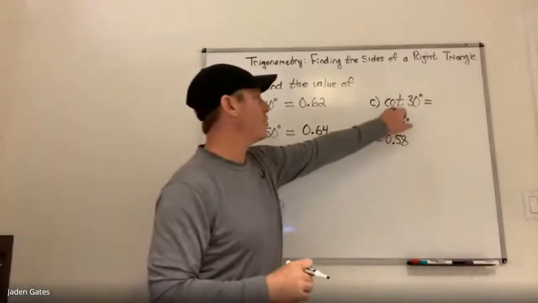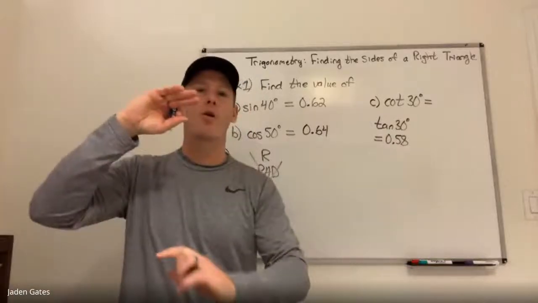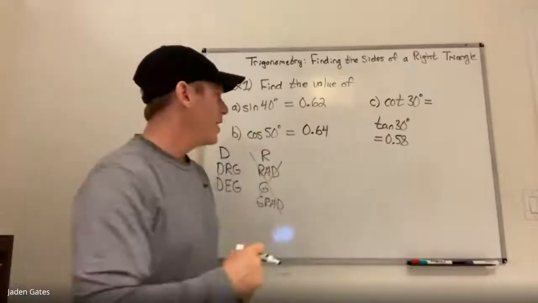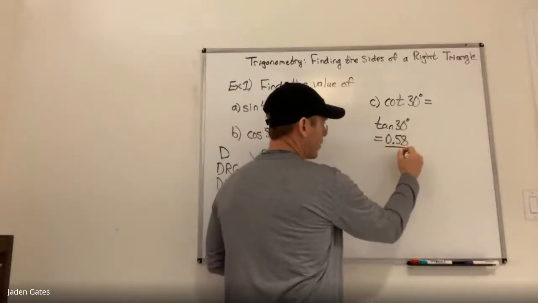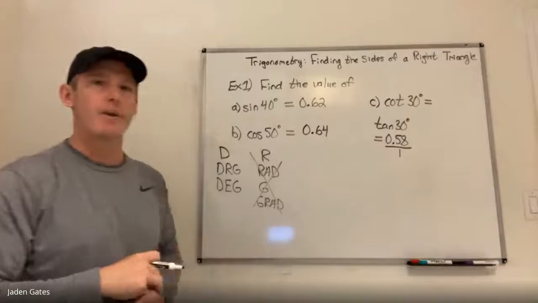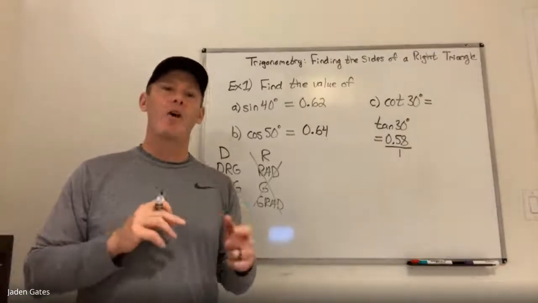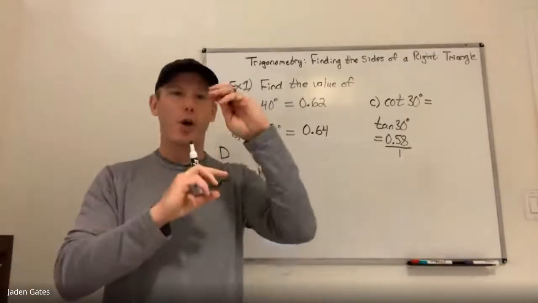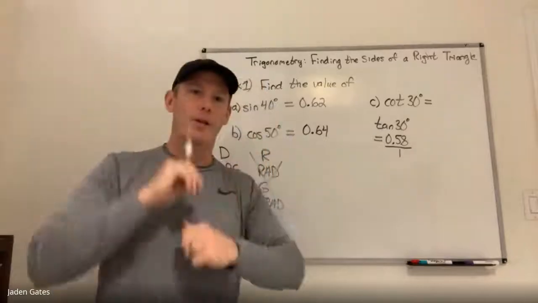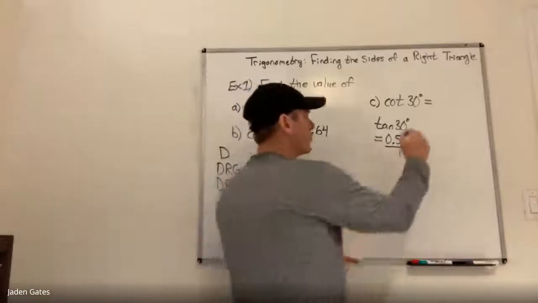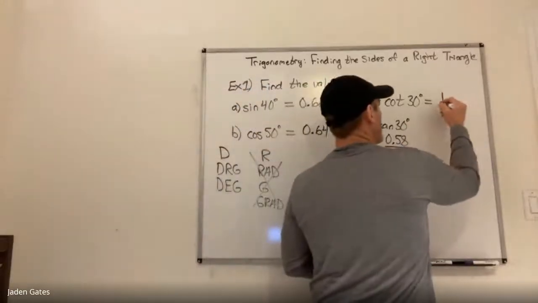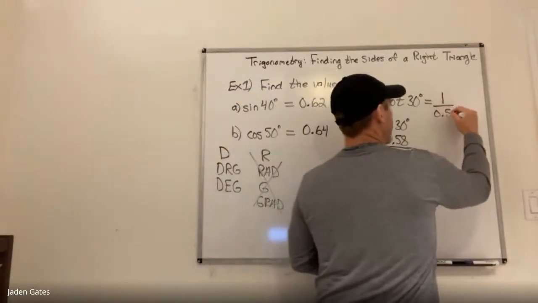Now, that's not what cotan is. Cotan is the reciprocal of that number. And so if I take 0.58, I can write any number as a fraction by dividing by 1. And so now, because I created a fraction, cotan 30 degrees is going to be the reciprocal of that. So instead of 0.58 divided by 1, cotan 30 degrees is going to be 1 divided by 0.58.